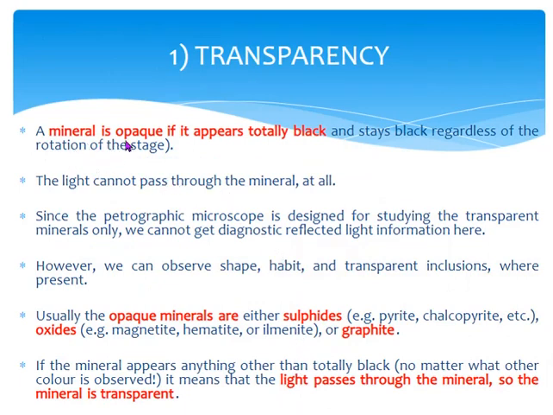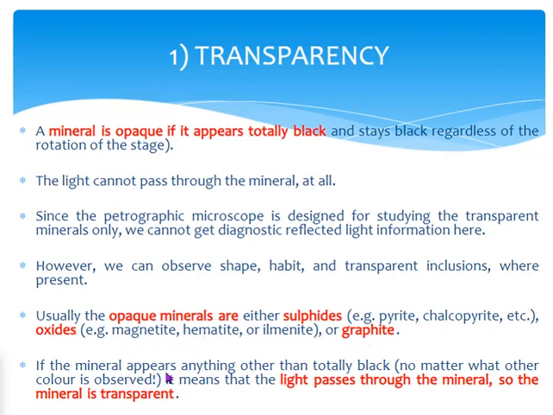A mineral is opaque if it appears totally black and stays black regardless of the rotation of the stage. The light cannot pass through the mineral at all. Since the petrographic microscope is designed for studying transparent minerals only, we cannot get diagnostic reflected light information here. However, we can observe shape, habit, and transparent inclusions where present. Usually the opaque minerals are either sulfides, for example pyrite, chalcopyrite, etc., oxides such as magnetite, hematite, ilmenite, or graphite.